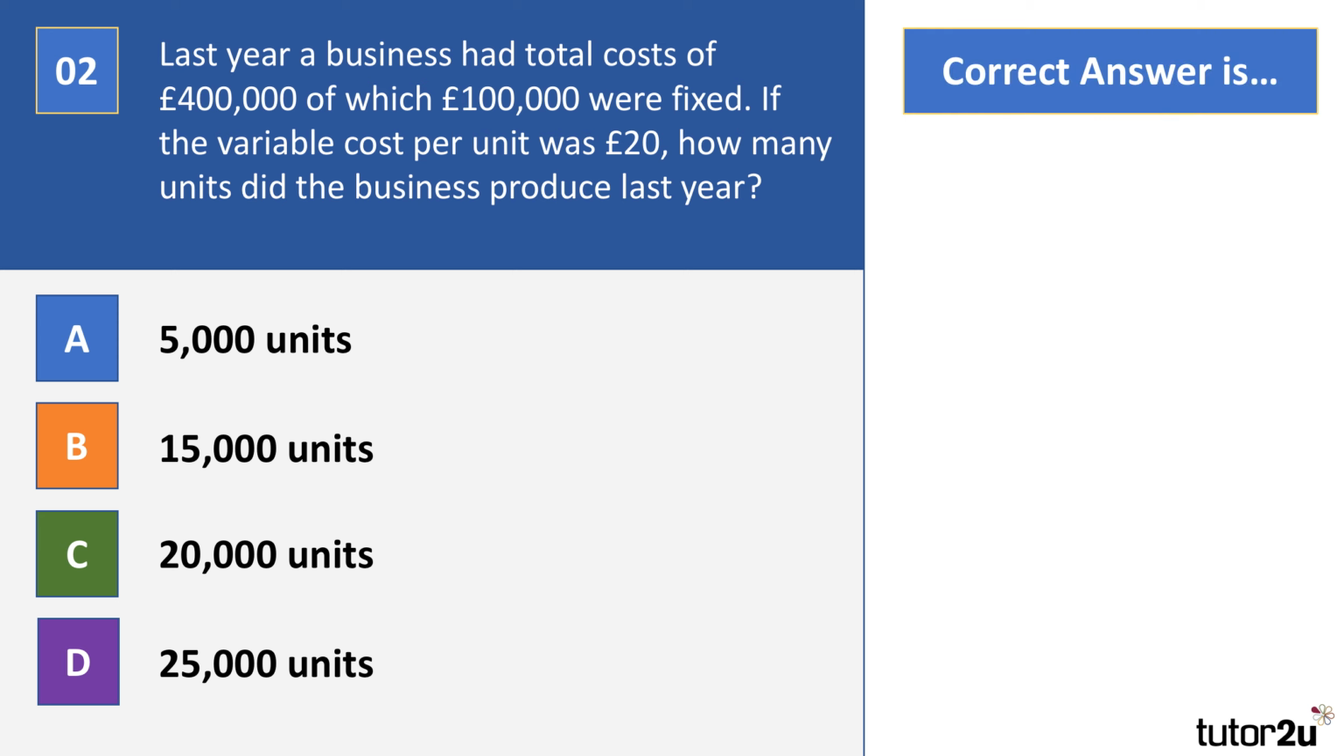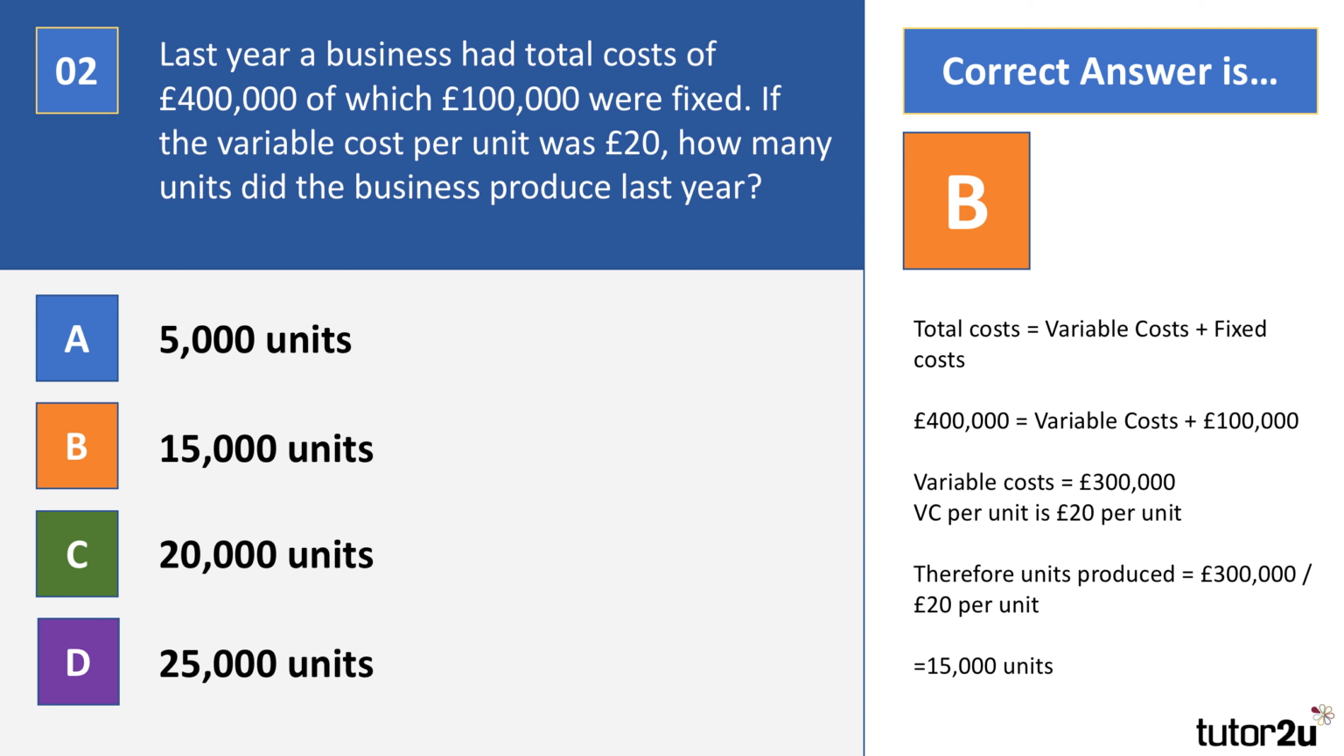And let's have a look at the answer. In this case, the correct answer is B. Let's have a look quickly at the workings. How do we get to B, 15,000 units? Well, we know from the vital formula that total costs is variable costs plus fixed costs. And we're given 2 parts of that formula. £400,000 is total costs, and we know that fixed costs are £100,000, which must mean that variable costs were £300,000. We were told that the variable cost per unit is £20 per unit, so we divide 300,000 by 20 to find out the number of units produced, 15,000 units. The answer is B. Okay, the next question.